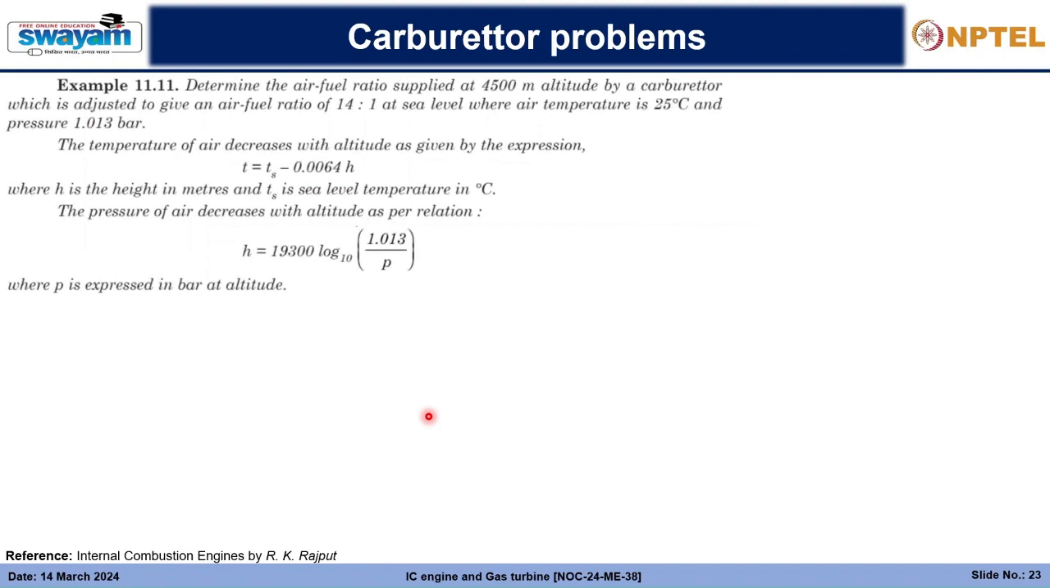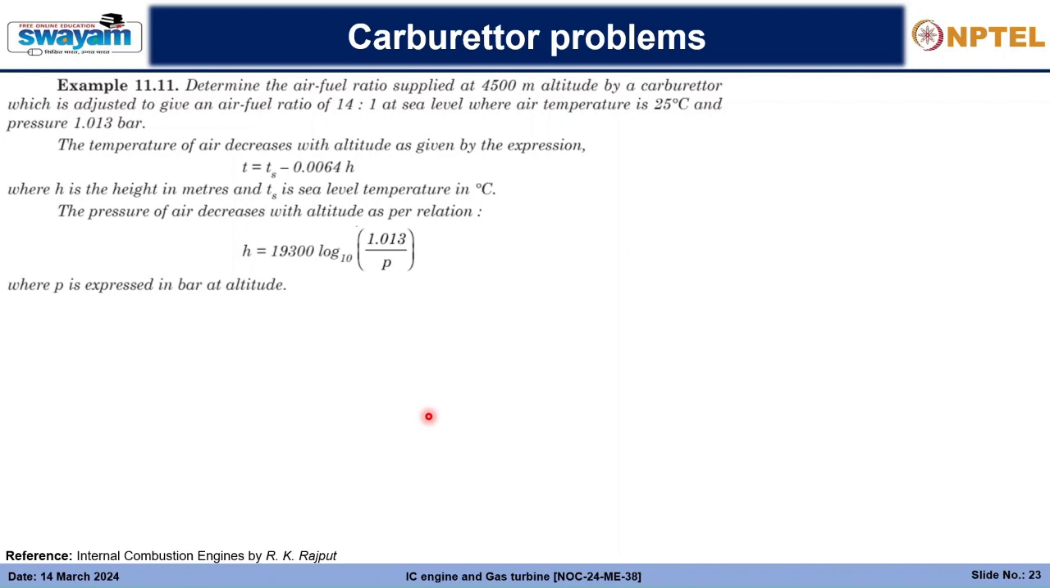So this is supposed to be the last question. We need to determine the air fuel ratio supplied at 4500 meter altitude, that is 4.5 kilometers high, by a carburetor which is adjusted to give an air fuel ratio of 14:1 at sea level, where the air temperature is 25 degrees Celsius and the pressure is 1.013 bar.